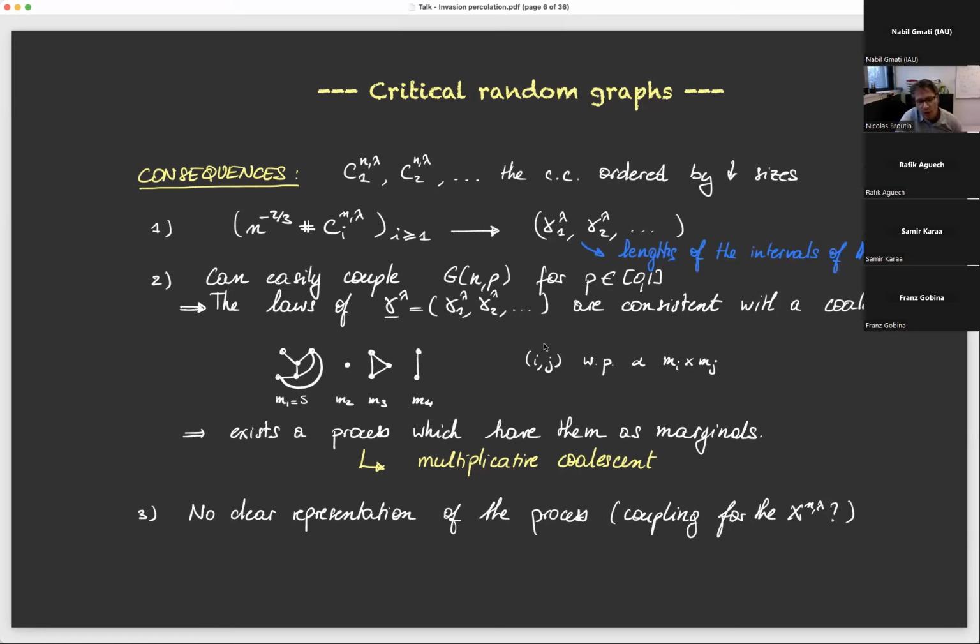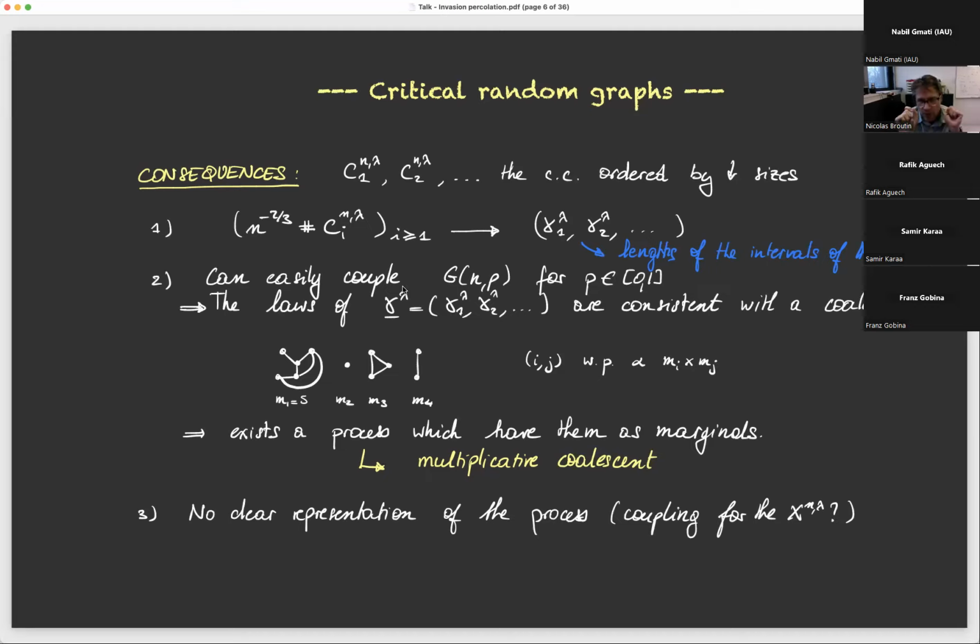Okay, so the problem is that this is true for the laws. So we proved that because the laws are consistent, there must exist a process that corresponds to these dynamics, but it is not clear what the representation should be. The reason is the representation that he has with the breadth first search is given for a fixed P, okay? So for a fixed P or a fixed lambda, you obtain a given process.